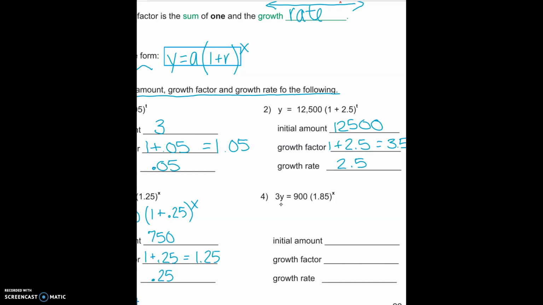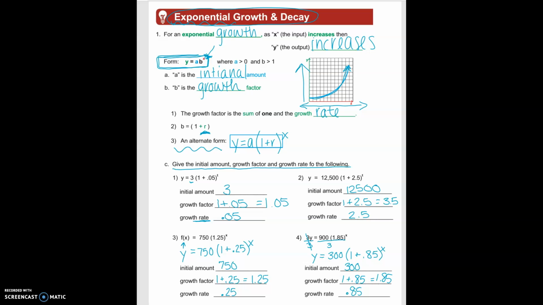Now number 4 looks also a little different because it's got this 3 out front of the y. Now I don't care about 3y, so I'm going to divide on both sides by 3. On the left they cancel, so I've got y equals, and then 900 divided by 3 is 300, times the 1, and I'm going to write this again, I'm going to split it as 1 plus 0.85 to the power of x. Okay, take a second and look over those answers at the bottom here. All we did was identify the parts of our equation.